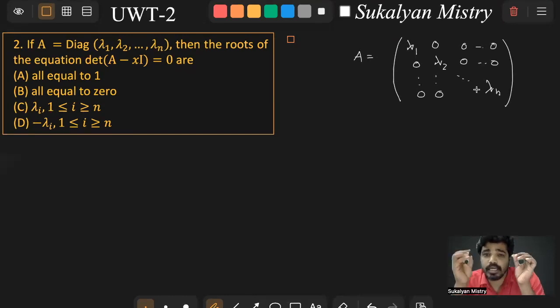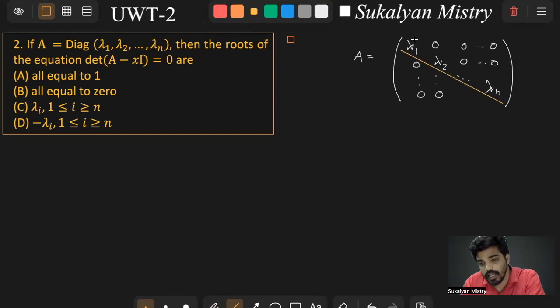We know that the eigenvalues of a diagonal matrix are its diagonal elements. Okay, that means a matrix er eigenvalue gulo ki hobe? Just diagonal elements, that is lambda 1, lambda 2, lambda n. So which option is correct? So option C is the correct answer. Lambda i, where i is 1 to n, that is eigenvalues gulo ki pacchi? Lambda 1, lambda 2, lambda n. So all eigenvalues are lambda i.